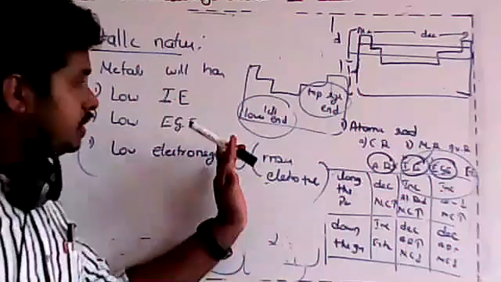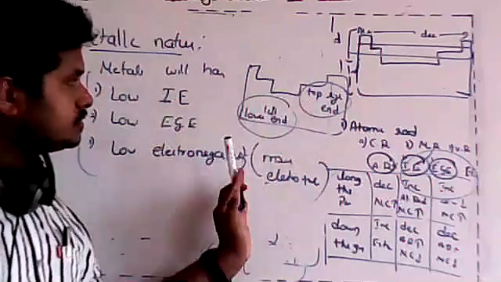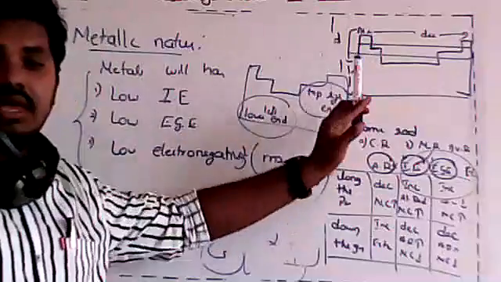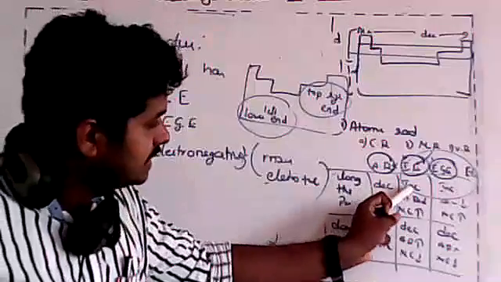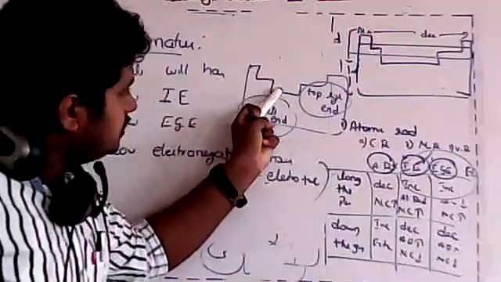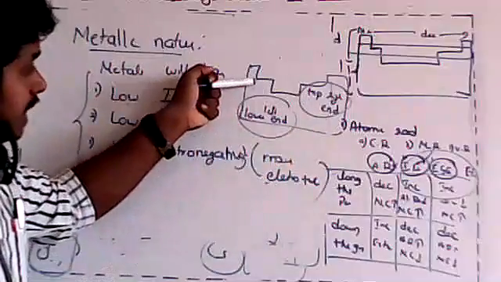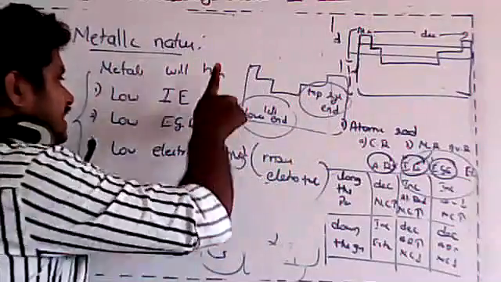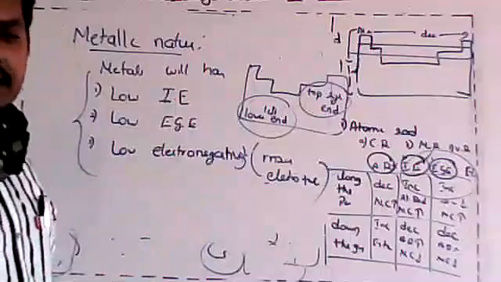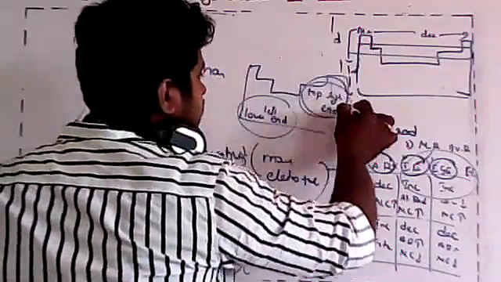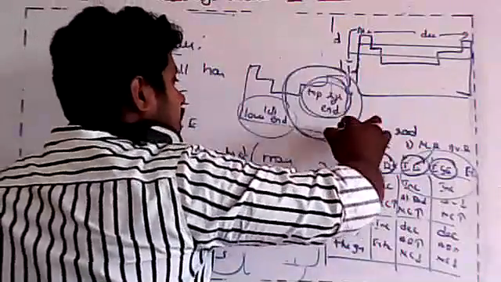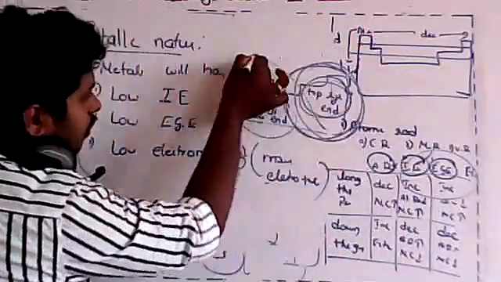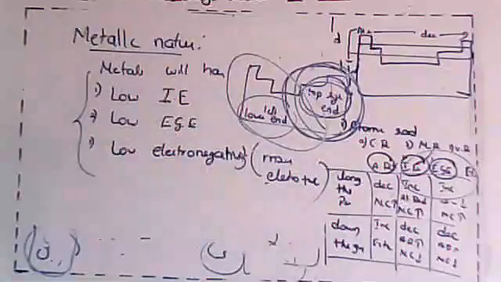Usually you get the highest value on that side only, the top right hand. You can see along the period it is increasing. Down the group all the values are decreasing, so again the top value will be more. That's the reason you get all the non-metals on this side and all the metals on this side.